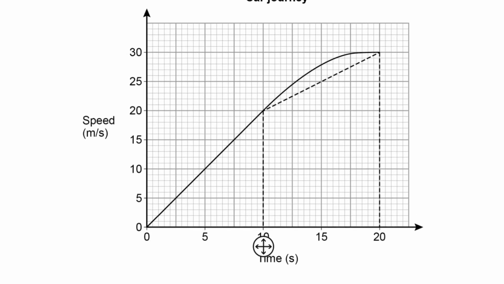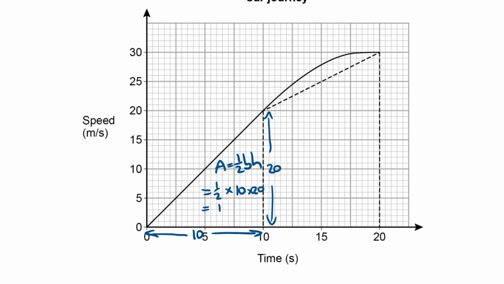Okay, so how do I find the area of a triangle? Area of a triangle is a half base times height. So my base here is this distance, which is 10, and my height is this distance, which is 20. So my area is going to be a half times the base, which is 10, times the height, which is 20. So half 10 times 20, well, half of 20 is 10, and 10 times 10 is 100. So that's 100 meters. Okay, so that's the triangle.